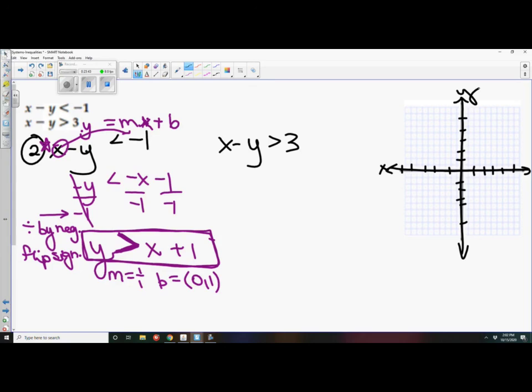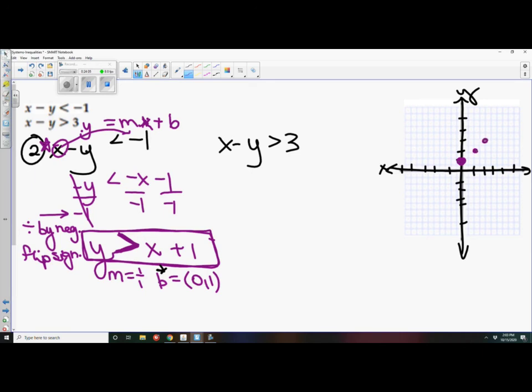Alright. Now, where are we going to begin to graph this one? So begin with b, 0, 1. 0, then up 1. And now our slope tells us to go where? If it's positive 1 over 1, you go up 1, right 1, up 1, right 1.